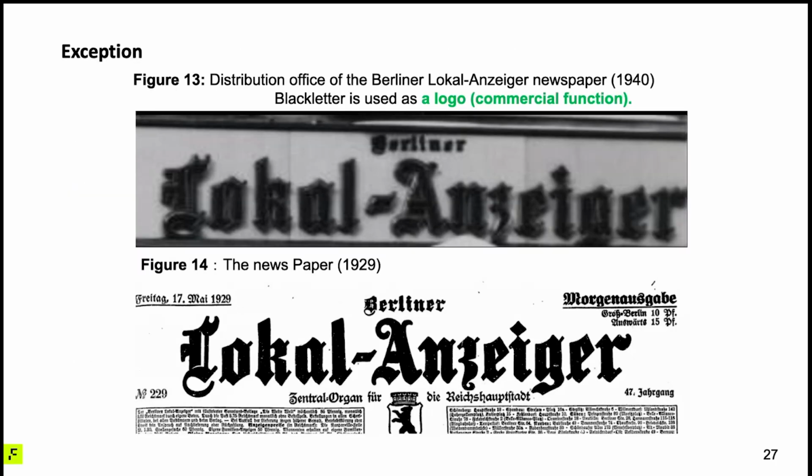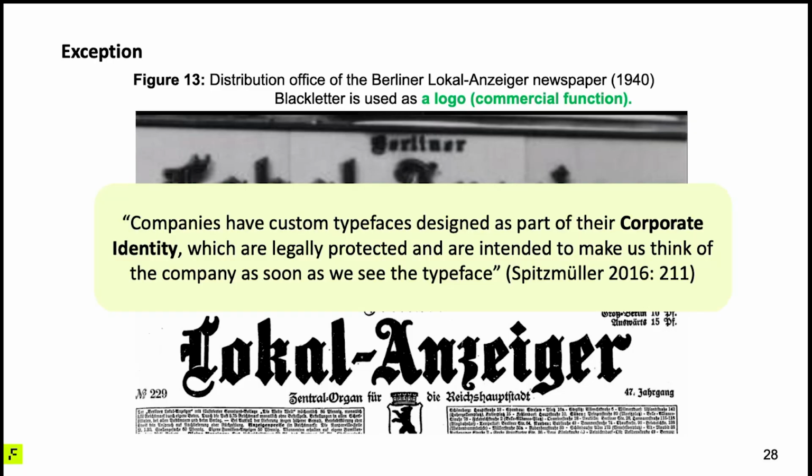However, there are exceptions. The signage of the Berliner Lokalanzeiger newspaper office used Blackletter, matching the masthead of the printed newspaper. This can be understood in terms of the modern concept of corporate identity. In this context, Blackletter functioned as a visual marker of the newspaper's identity.